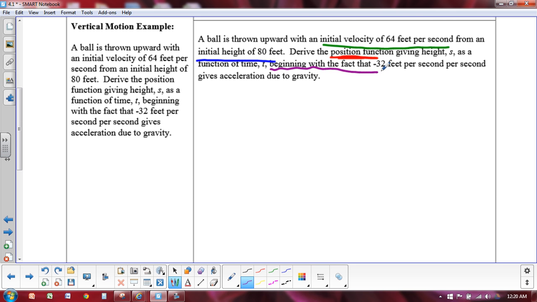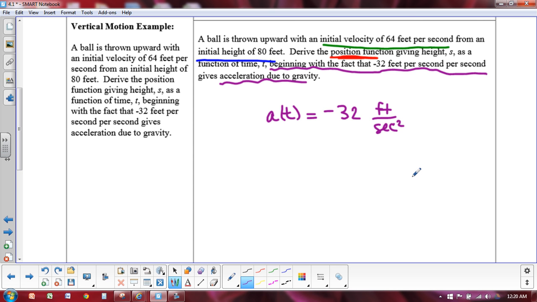Start with, in this case, they say beginning with the fact that negative 32 feet per second is acceleration due to gravity. So they want you to start with the fact that acceleration, a of t, is equal to negative 32. And let's go ahead and see where those units come into play. So that would be feet per second squared.